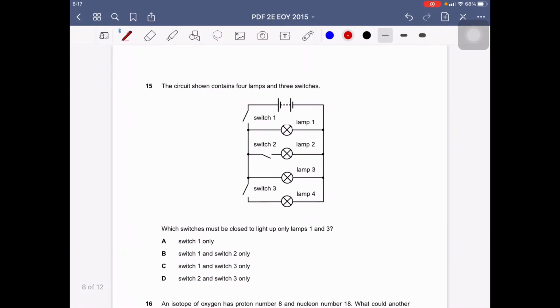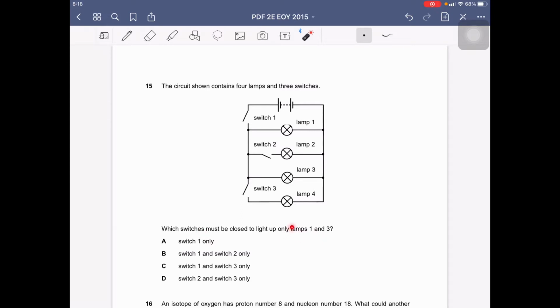Now, the circuit shown contains 4 lamps and 3 switches. So you have 1, 2, 3, 4 lamps. Alright, the switches will be here. 1, 2, 3. 3 switches. Now, which switches must be closed to light up only lamps 1 and 3?